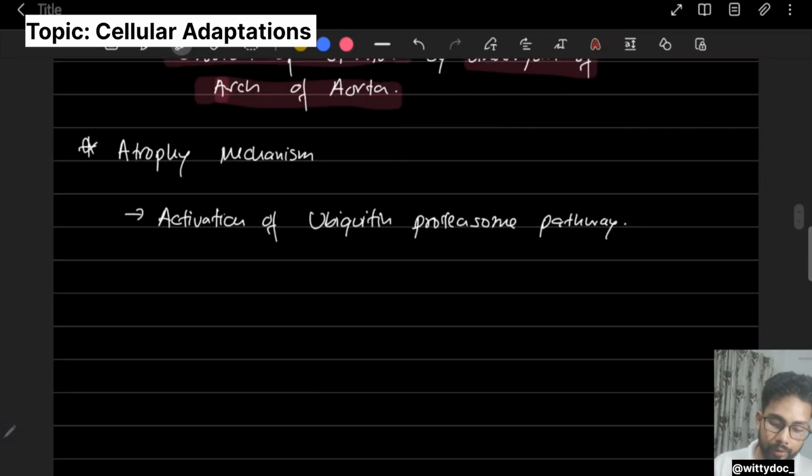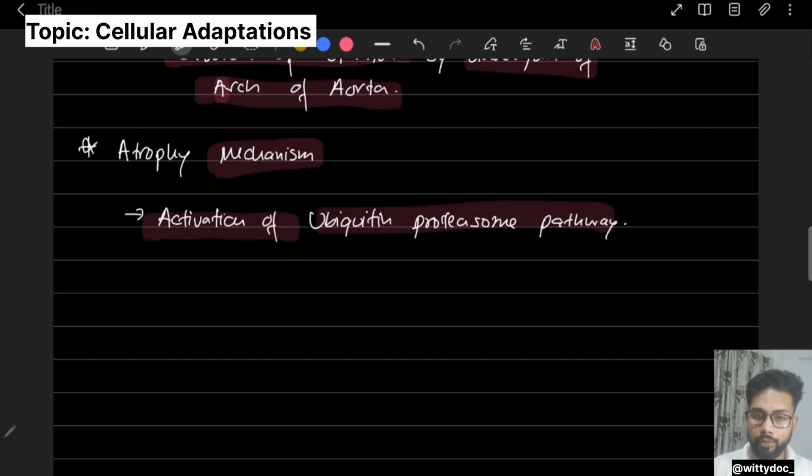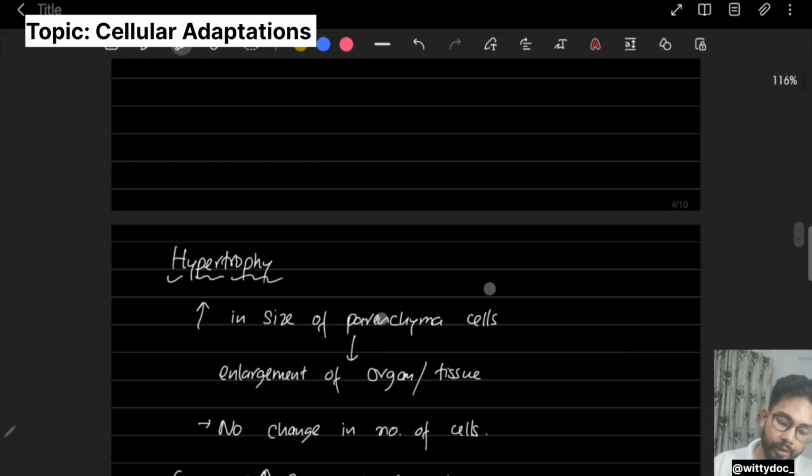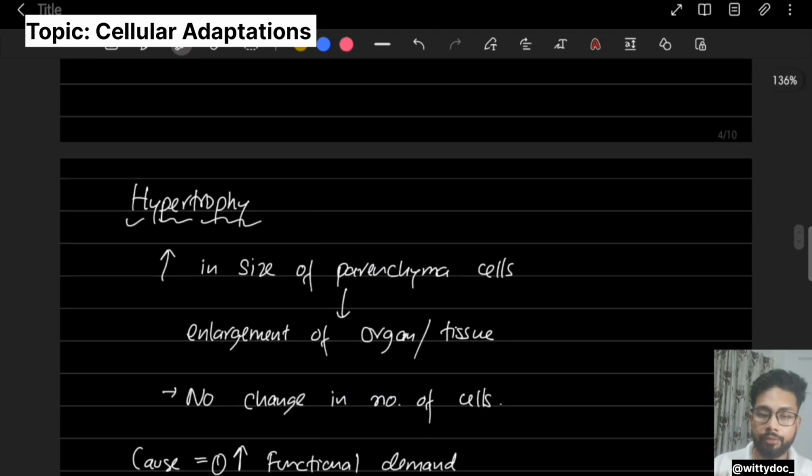Another important point to be noted, which may come in an MCQ, is the mechanism of atrophy. It is due to activation of the ubiquitin proteasome pathway. Okay, memorize this one. So the next cellular adaptation after atrophy is hypertrophy.